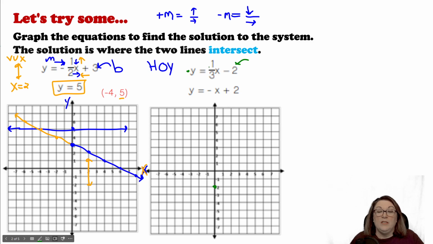And then my slope is positive 1/3, so that means I go up 1 and right 3. So let's go up 1, right 3, make a point, up 1, right 3, make another point. And that's all I can do before I run out of graph. I'm just going to draw my little line through these points. There we go. And now I can do the second equation.